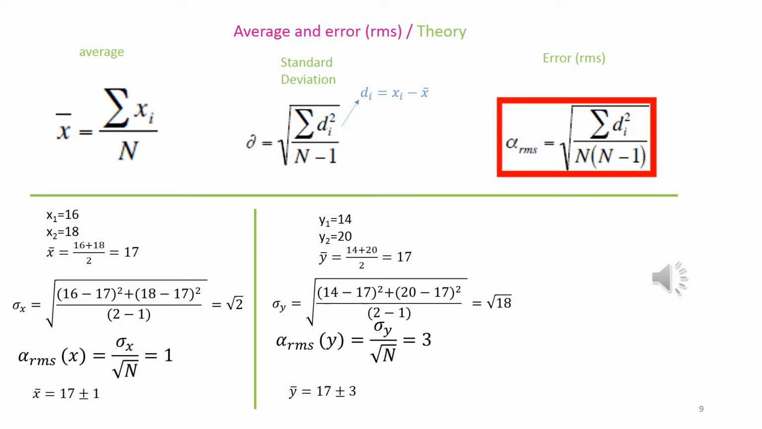And remember to find the alpha RMS divided by radical n. You will get x bar, the average 17 plus or minus 1 for x, and y bar 17 but plus or minus 3 this time because the error is 3. You can do it with a calculator. I will teach you how to use a calculator to find these values, meaning average, standard deviation and error, and Excel is very quick, so please pay attention to the 2 following slides for this purpose.